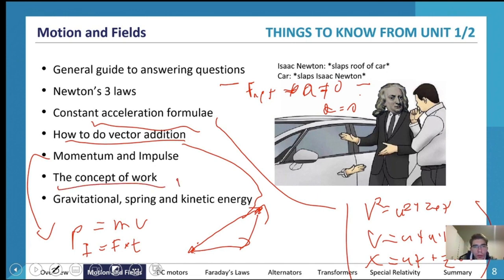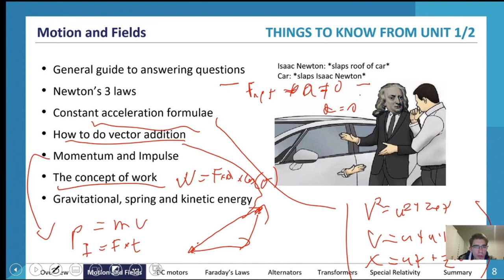You need to recall the concept of work, which is force multiplied by distance, but sometimes you also need to include the cos theta if the force is being applied at an angle and not in the same direction as the displacement of the object that the force is being applied to.